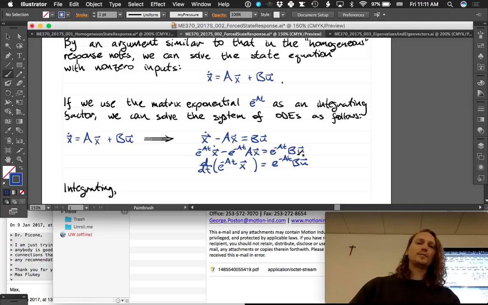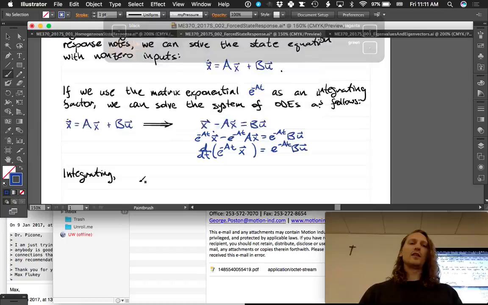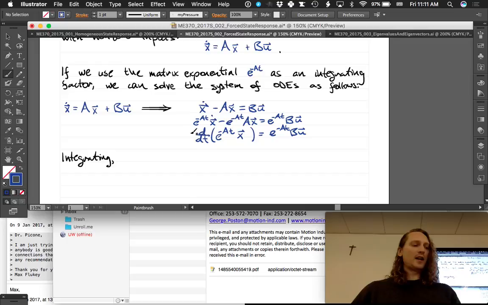So now we're prepared to integrate, right? So integrating, we get the integral from 0 to t of, we'll use a dummy variable, d tau, and then e to the minus A tau x. And then we're integrating with respect to tau.